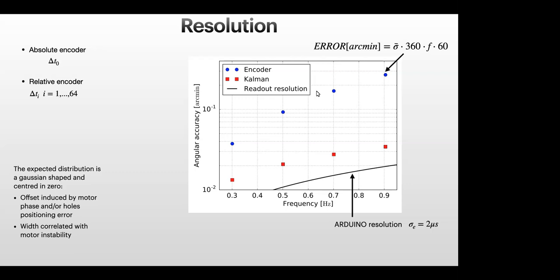But we notice that our resolution is not limited by the readout time resolution of our system, that is on the order of 2 microseconds. And so 2 microseconds corresponds to an angular accuracy mainly 1 order of magnitude lower than the one we measured. So this black line in this plot.